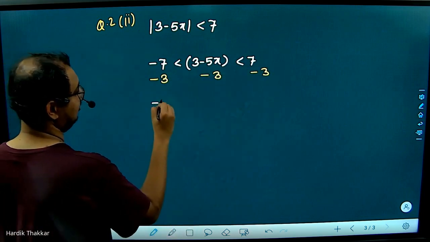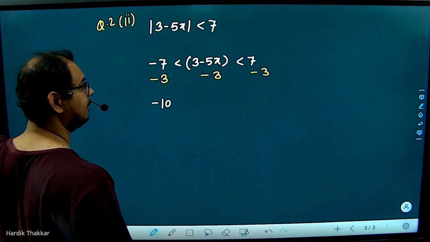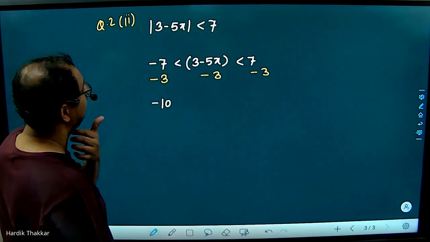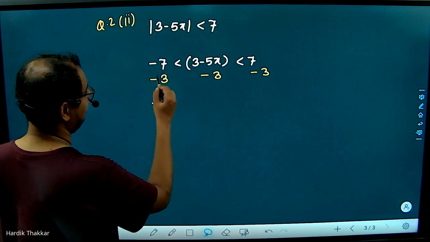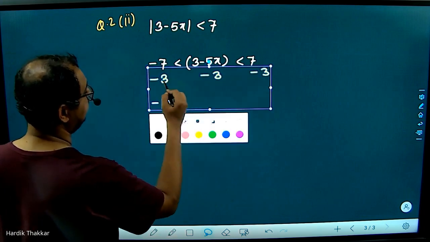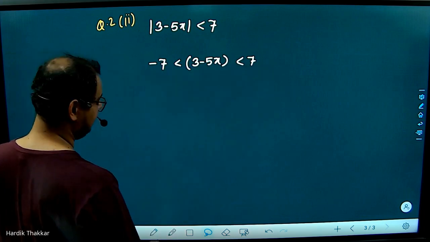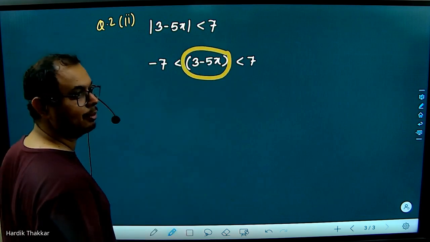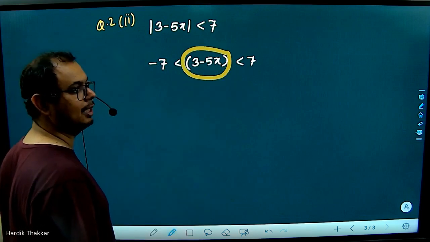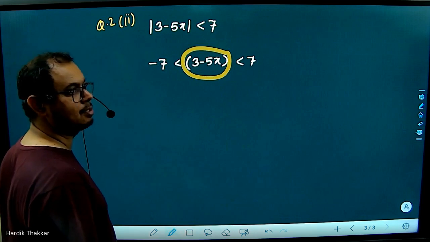Now Sir, I think we should take 3 by 5, no? Why 3 by 5? Because Sir, if we equate the equation with 0, then x's value will be 3 by 5. No, no. Why will we equate with 0? Look, our objective here is to make this middle term x. This is our overall objective. This is how we solve the inequality. Okay.